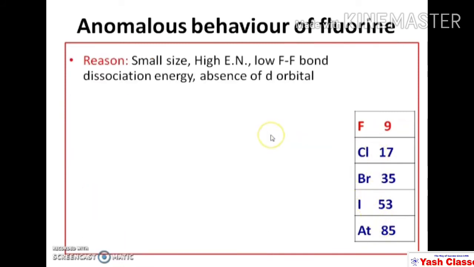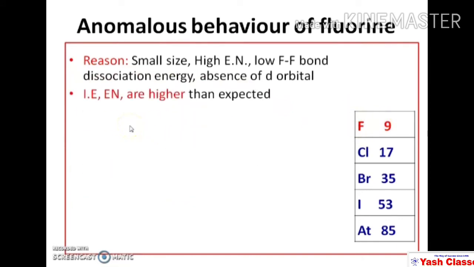And what is the reason for the anomalous behavior of fluorine? Its too small size as compared to other elements, high electronegativity. Actually fluorine shows highest electronegativity, that is 4, and low F-F bond dissociation energy as compared to other elements, and absence of d orbital. So these are the important points because of which fluorine shows anomalous behavior.